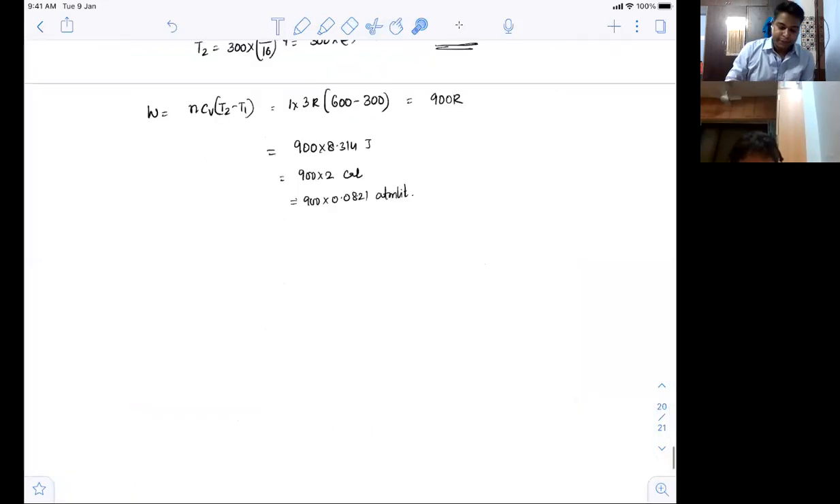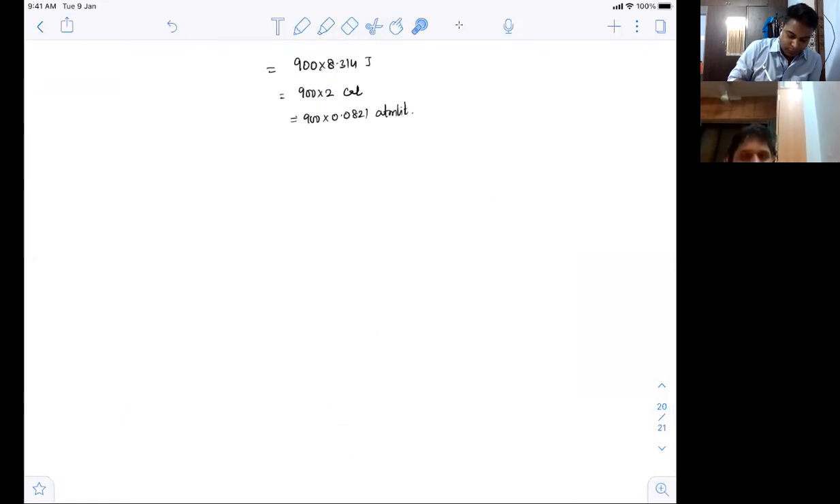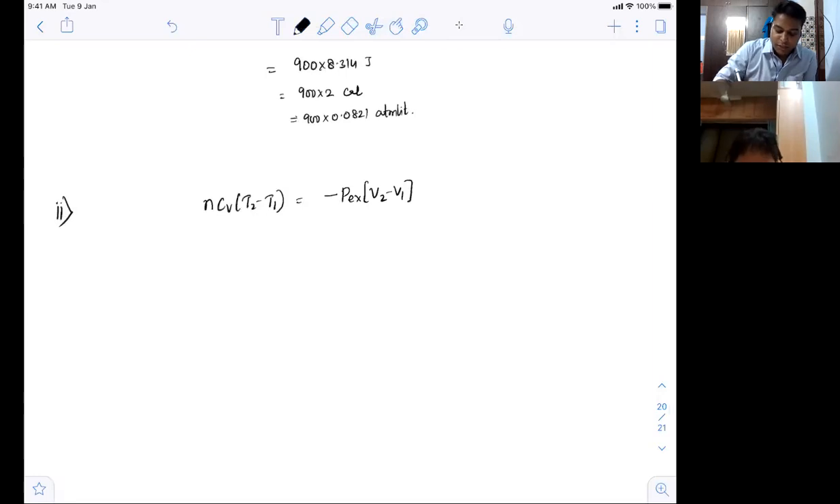I'll give you a small hint here. The only equation which we have is nCv (T2 minus T1) is equal to minus P external into (V2 minus V1). Isn't that the only equation we have? Because when it comes to irreversible change, all I know is delta U is equal to W. That is all I know, because there is no other formula unlike reversible, which we could derive. So using this only I have to evaluate.